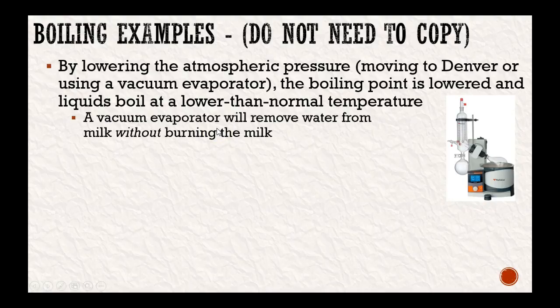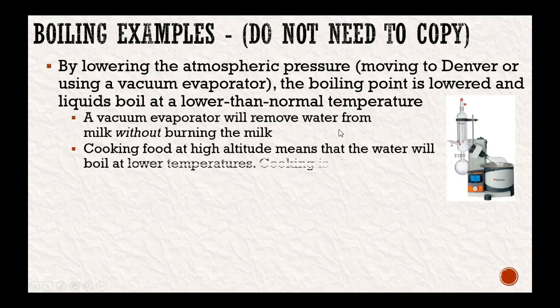If you just tried to cook it, if you brought it up to 100 degrees Celsius, you would burn the milk. If you've ever made anything with milk in it, you know that it burns very easily. So what you do is you want to remove the water, but you don't want to have to go all the way up to 100 degrees Celsius. You essentially put a vacuum there, and it's going to boil at a much lower temperature. Water will leave without burning the stuff.